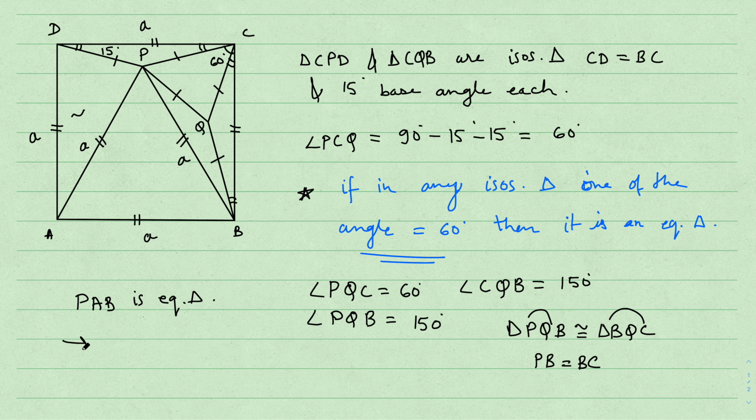The other way to see this is also that angle PBC equals 30 degrees, and as angle B is 90 degrees in the square, the remaining angle is 60 degrees, right? Similarly, this angle will also come out to be 60 degrees, and hence we have proved that triangle PAB is an equilateral triangle.